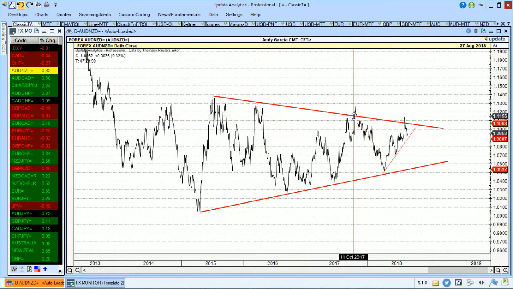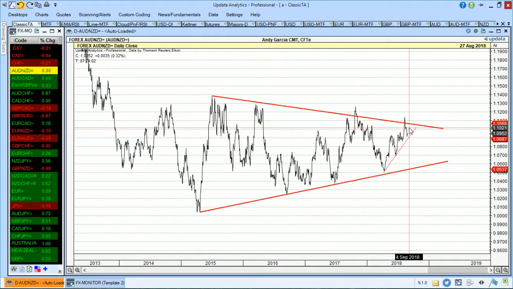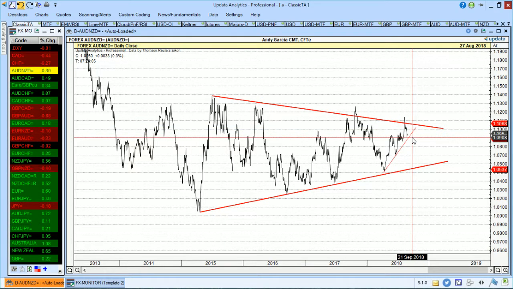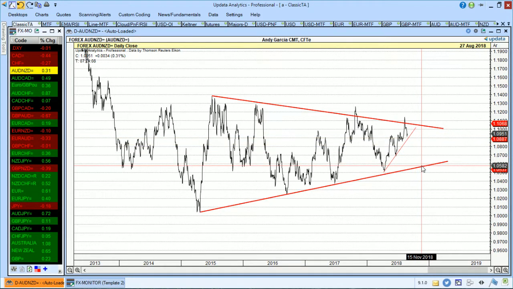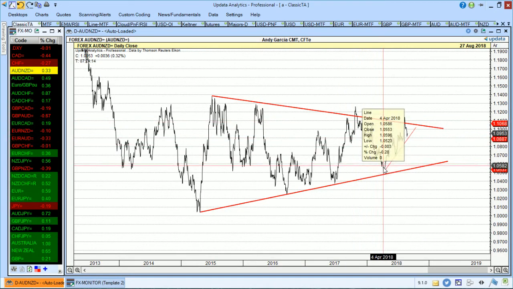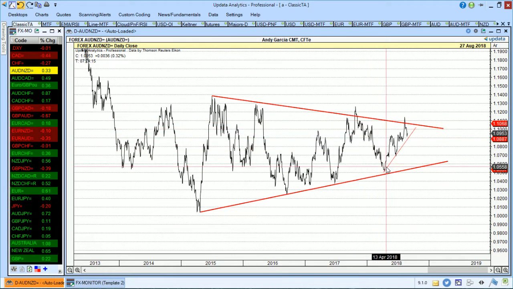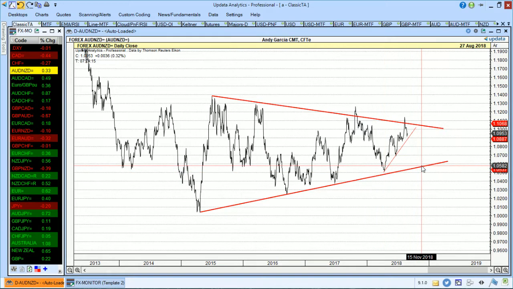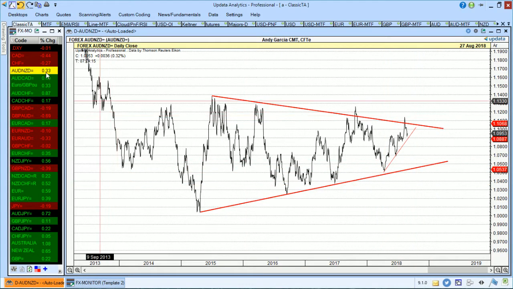And the last time that we were up in this area, the market actually found some resistance. So the expectation here is that we actually break down below this trend line and then work our way back down to the 105 area. You can see here that the last time that we were up in this area, the market proceeded to move down towards the lower boundary of this formation.